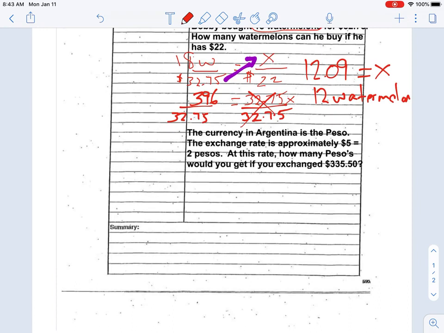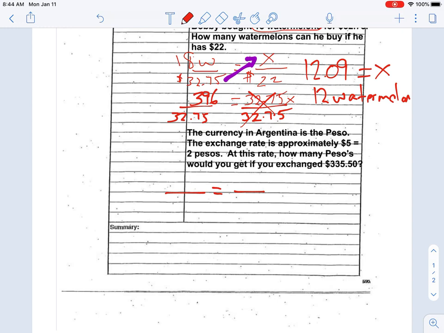Okay, next one says, the currency in Argentina is the peso. The exchange rate is approximately $5 equals 2 pesos. At this rate, how many pesos would you get if you exchanged $335.50? Again, you could use a unit rate here, but I'm going to show you how to use a proportion because I think proportions are really pretty straightforward since we've already done one-step equations in the past.